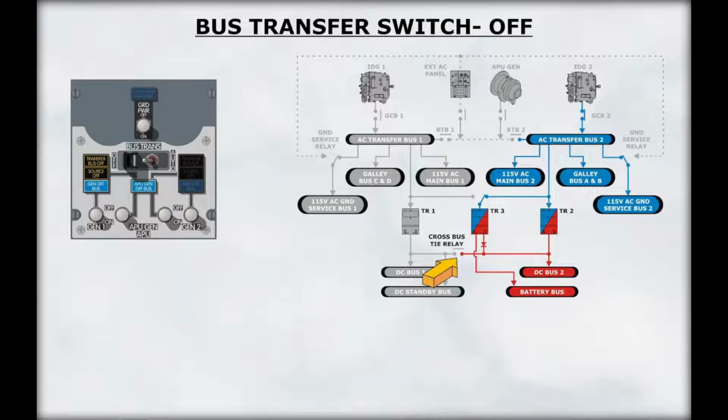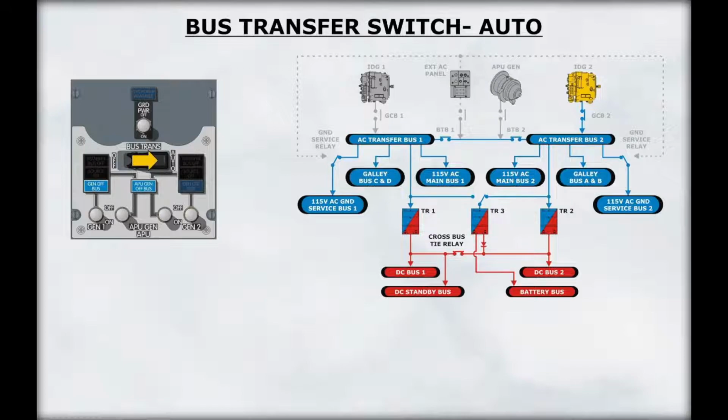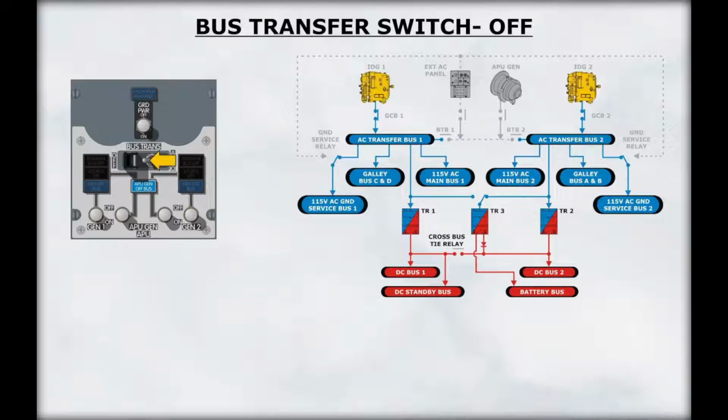Recall that TR1 and TR2 are able to provide alternate sources of power for each other, and that TR3 can back up TR1 or TR2. The auto position of the bus transfer switch closes the cross-bus tie relay and allows the TR to provide this backup capability. With the bus transfer switch in the off position, the two DC buses are isolated from each other.